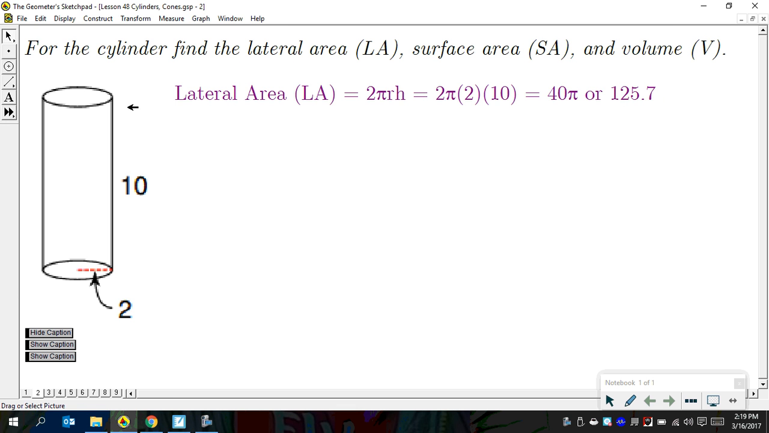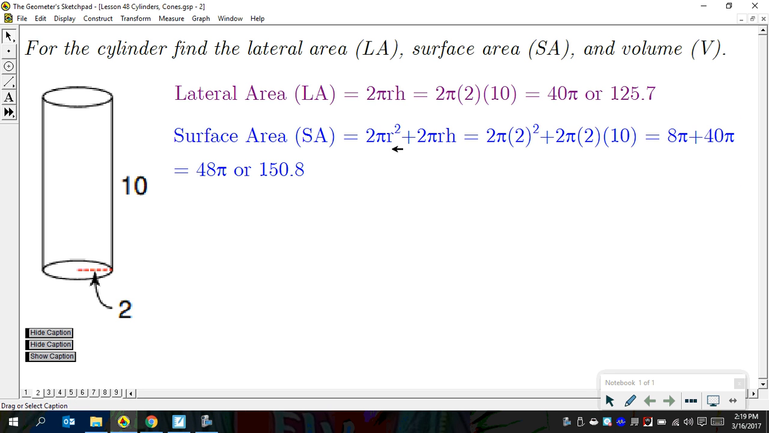If I want to get the whole surface area, that means adding in the two bases. Again, I'm just plugging in 2 for R, the radius, and 10 for H. I'm computing. I'm going to wait till the end to multiply by pi. So here I get 8 pi plus 40 pi. I can just add those two things and make it 48 pi. If I multiply by pi, I get 150.8.